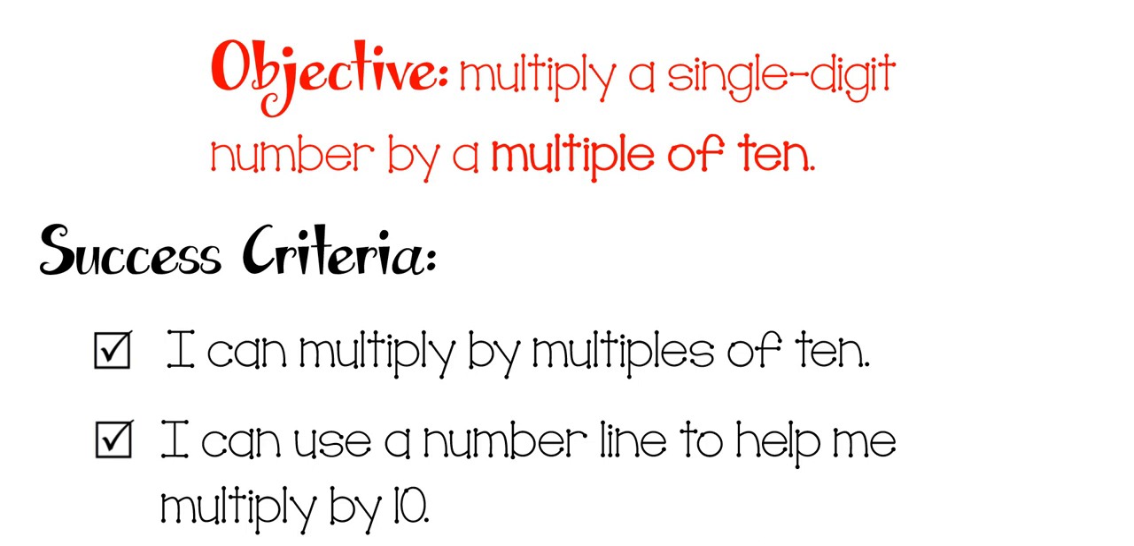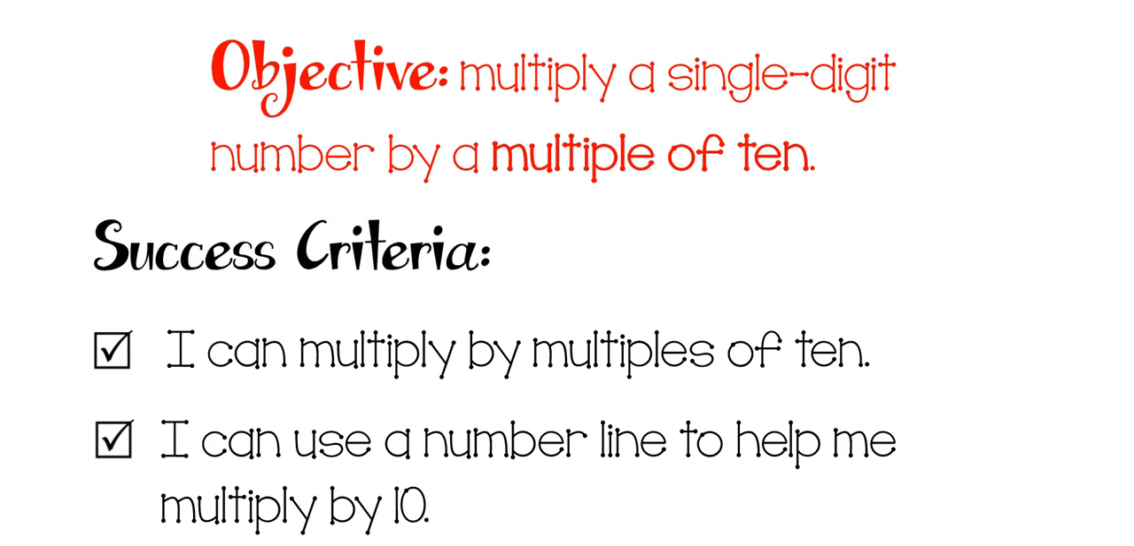So let's take a look at our objectives again. Our objective is to multiply a single digit number by a multiple of 10. Looking at our success criteria, did we multiply by multiples of 10? Looks like we got it. And can we use a number line to help me multiply by 10? I think we got that one too. Good work, guys.